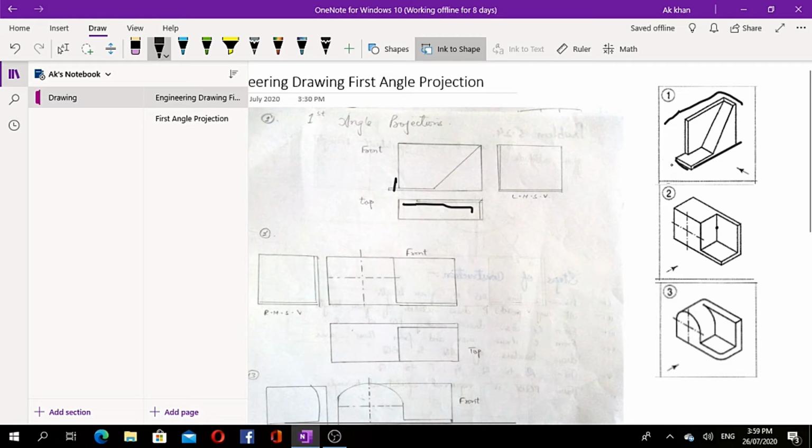Now this line is showing single from the top, so that line would be this, just like that. And now this is also showing single. So here it goes. Now that's the figure. That's the front view and top view.